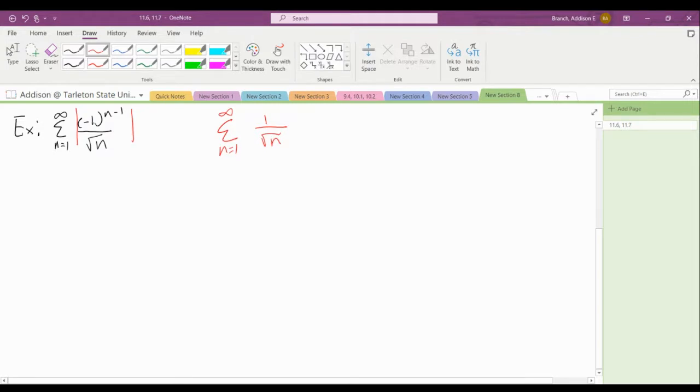We can look at this and see that this is a p-series, and we have a power of 1/2. Of course, whenever we have a p-series, we need p to be greater than 1 to converge, and we know this is going to be less than 1. So therefore, that's going to have to diverge. This means that it is not absolutely convergent. But from here, we can still look to see if our series is conditionally convergent.